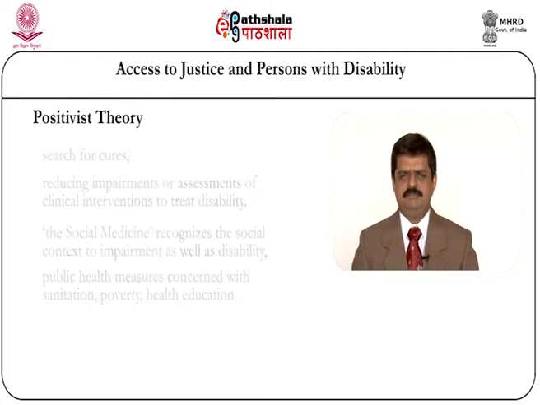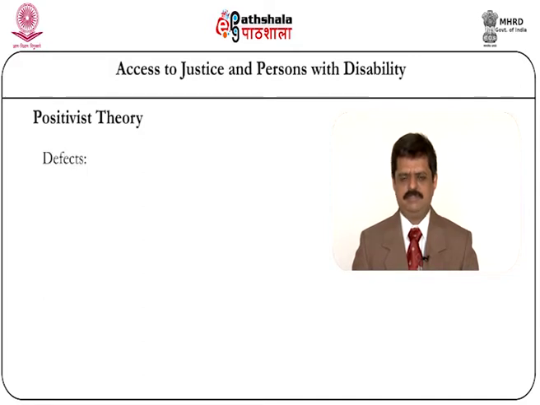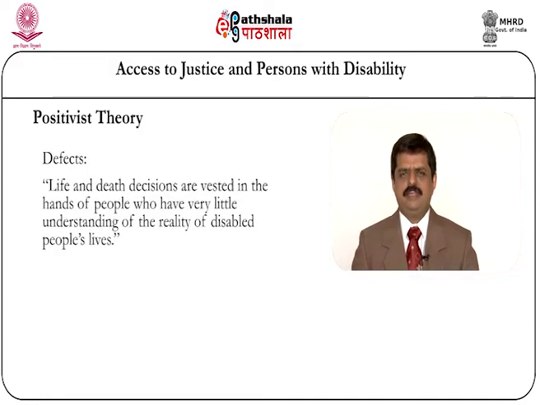But the major defect with this system is that the life and death decision of a person is decided by somebody else. No questions are asked, no opinions are sought. The disabled person has to undergo the treatment that the other person is suggesting. So, the positivist theory is a theory where somebody else decides on the lives of a disabled person.